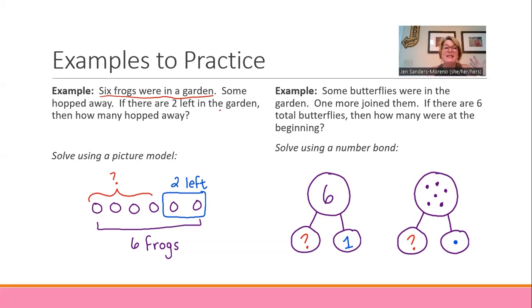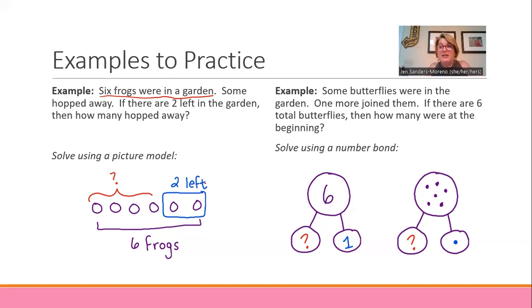And then it says, some hopped away. We don't know how many that is. So we're going to have to wait just a second on that piece. But they did tell me there are 2 left. So of those 6, can you choose 2 that are left? So again, this is us talking it out with our first grade student. And so you can see here that I identified any 2 that are left. Now, time out.